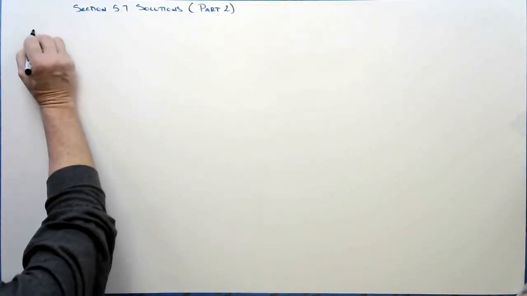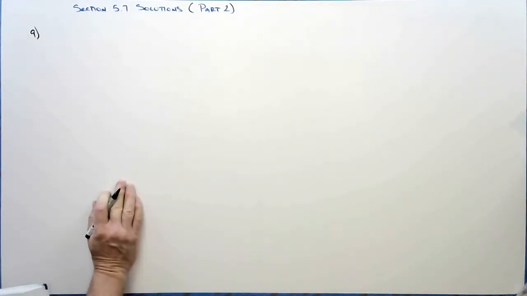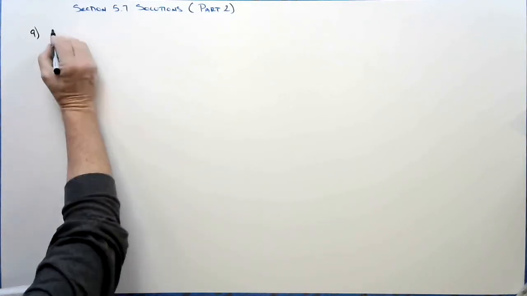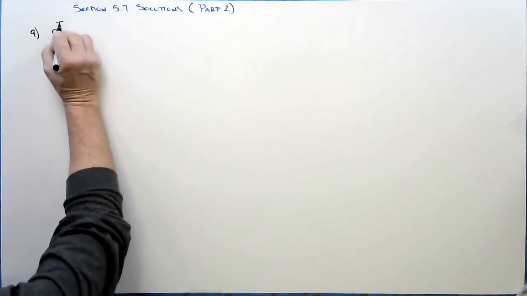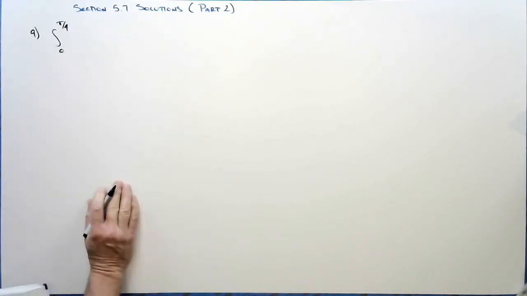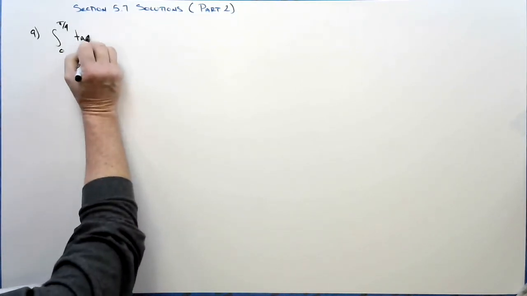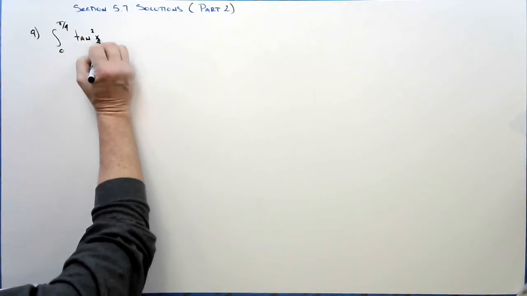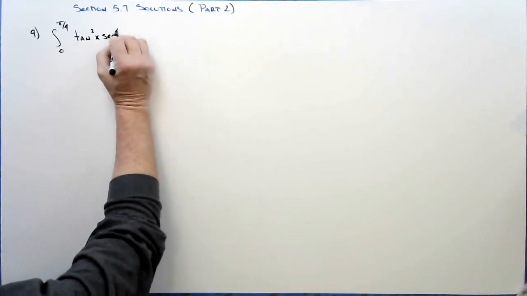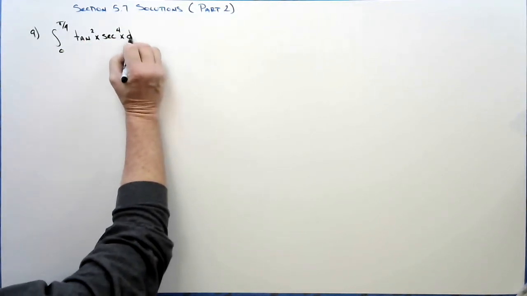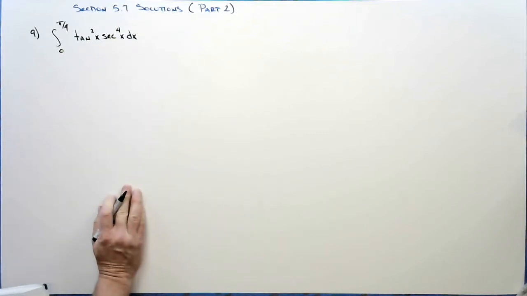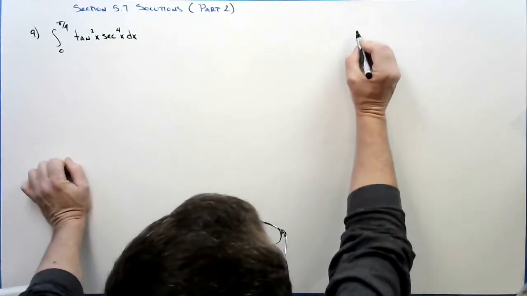Now, 9 is one of those questions where they give us the substitution. They give us the problem that's the integral from 0 to pi over 4, and we're supposed to integrate tangent squared secant to the 4th dx. And they ask us to use the substitution u equals tangent of x to evaluate the integral.